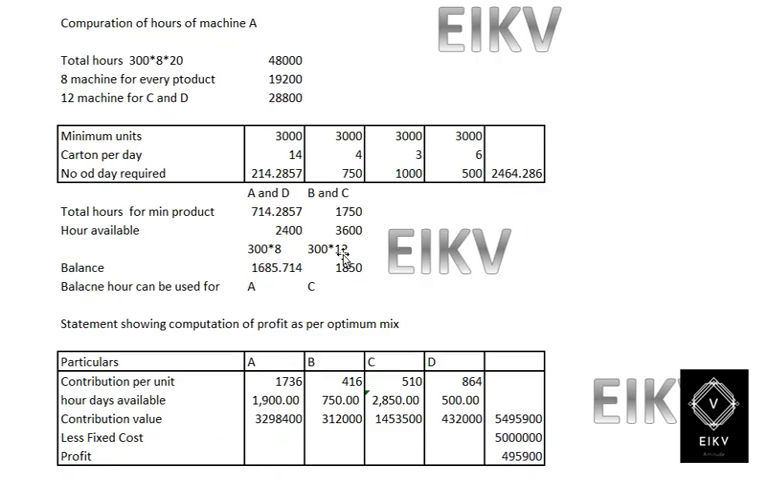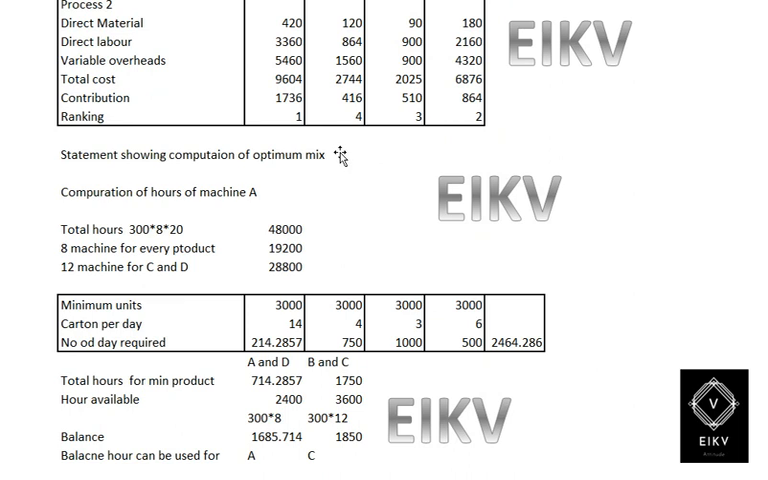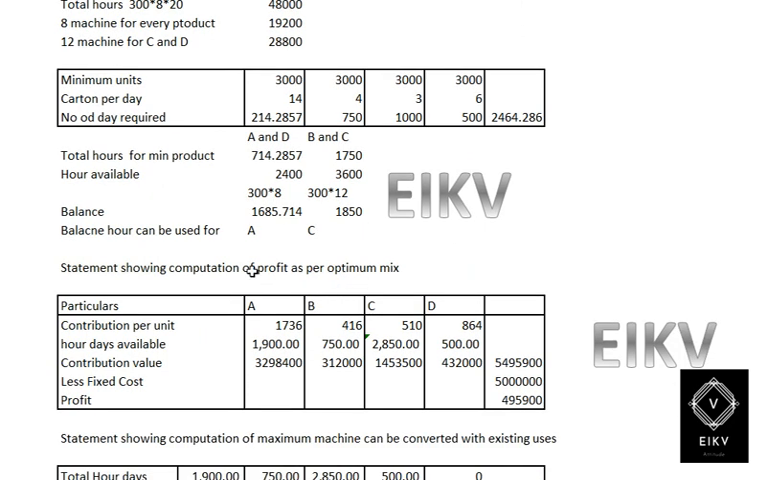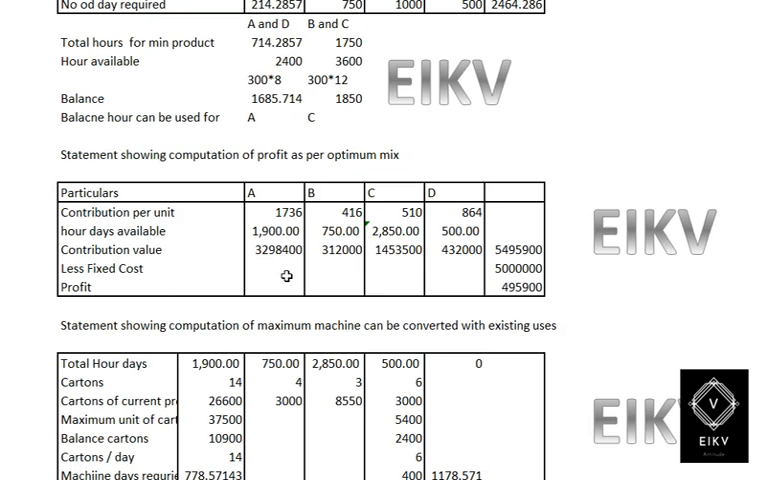Therefore, when we check the ranking for the first section of 8 machines, it is better to produce product A, and for the second section it is better to produce product C. So A and C can be used for production. Now we can calculate the statement showing computation of profit as per optimum mix.